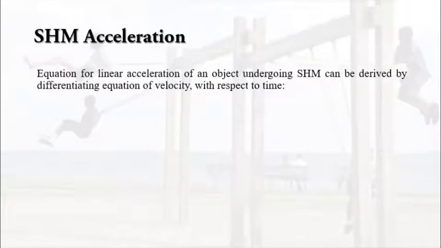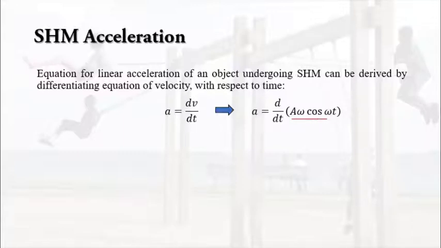In chapter 2, we have seen that instantaneous acceleration is equal to dv over dt. We can do the same for simple harmonic motions. So by differentiating equations of velocity with respect to time, we get a equals to dv over dt. Based on our derivation just now, we have v equals to A omega cos omega t, right? So you're going to have a equals to d over dt, A omega cos omega t. So this one is your v.